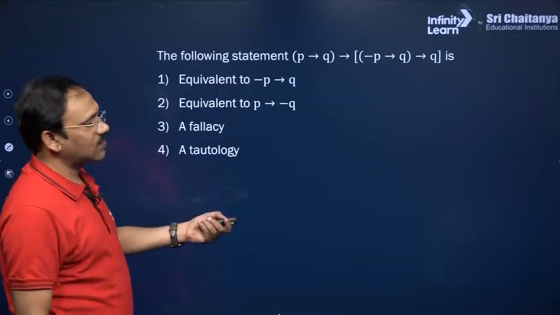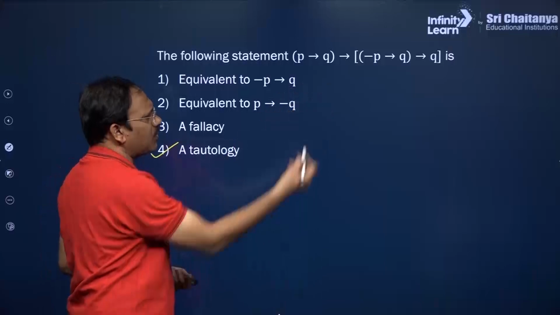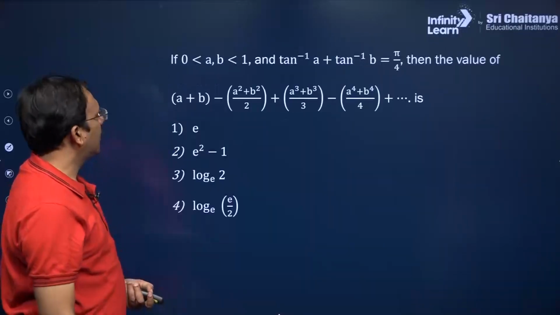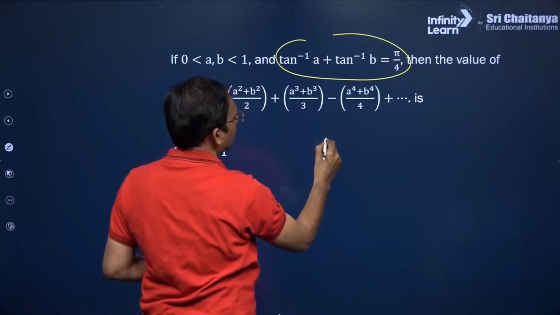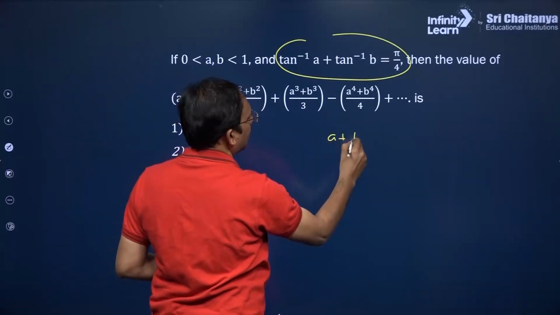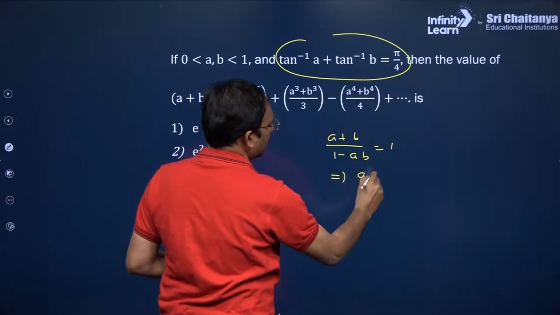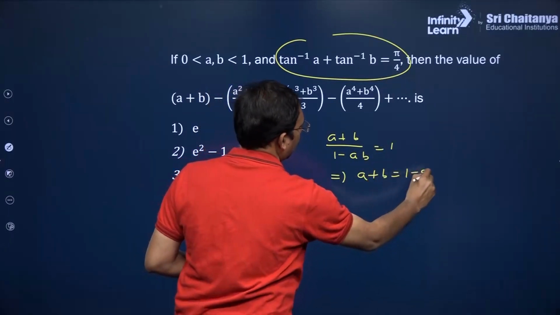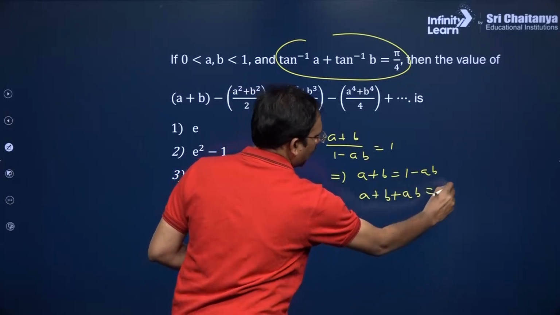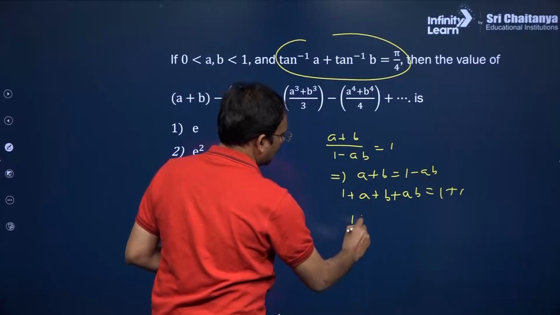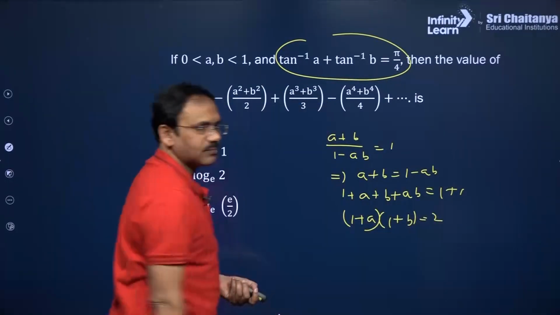Next, you just check this statement, write the truth tables, you can observe that it is a tautology. Just P, Q two simple statements you can try. Next, here, my dear friends, you just apply tan on both sides, you will get tan A plus tan B by 1 minus tan A tan B is equal to 1, which becomes A plus B is equal to 1 minus AB. You can write A plus B plus AB is equal to 1, add 1 on both sides, you will get 1 plus A into 1 plus B is equal to 2.